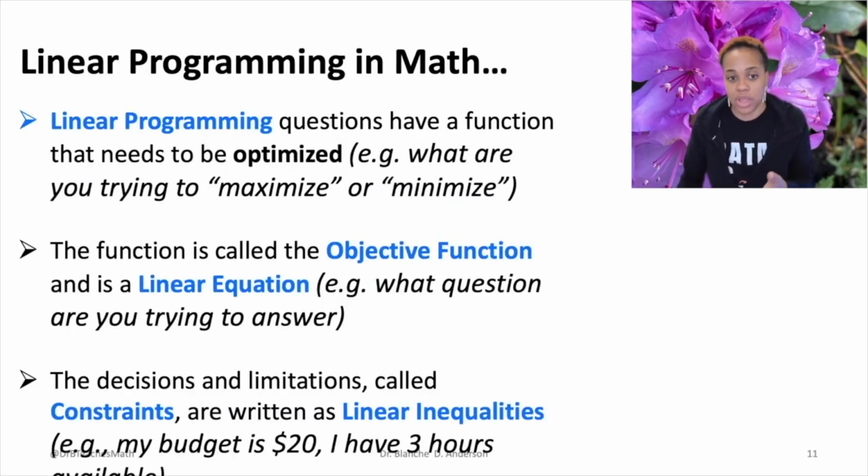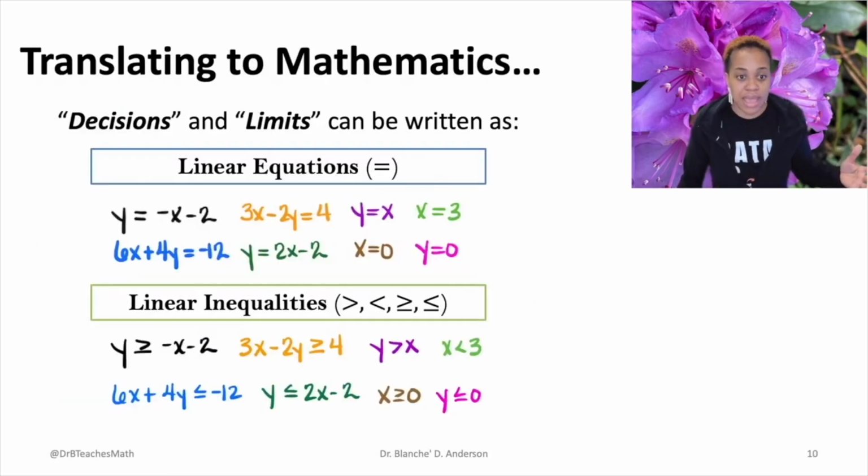And I put here, what question are you trying to answer? What goal are you trying to get to? And then the decisions and limitations, this kind of cut off, but it says the decisions and limitations are called constraints. Those are the things that limit you. You would write those as linear inequalities. So see, it says my budget is $20 and I have 3 hours available. Those are your limits. So you would write those as inequalities, the greater than or equal to, less than or equal to, because you're saying I can't go any higher than this or any lower than that.